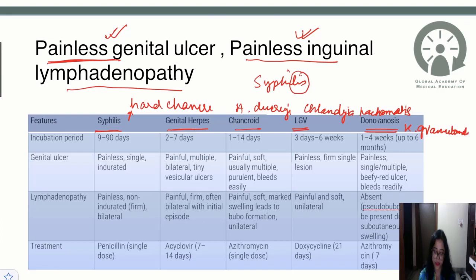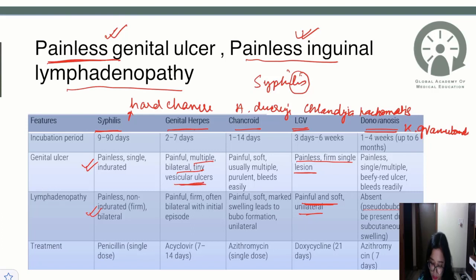Since they have asked for painless genital ulcer, there are two causes. One is syphilis, which is a single indurated, hard ulcer, and also lymphogranuloma venereum, which is a painless firm single lesion. But lymphadenopathy in syphilis will be painless, non-indurated and firm, and in lymphogranuloma it will be painful and soft. All the other causes, like genital herpes, have multiple tiny bilateral vesicular lesions.